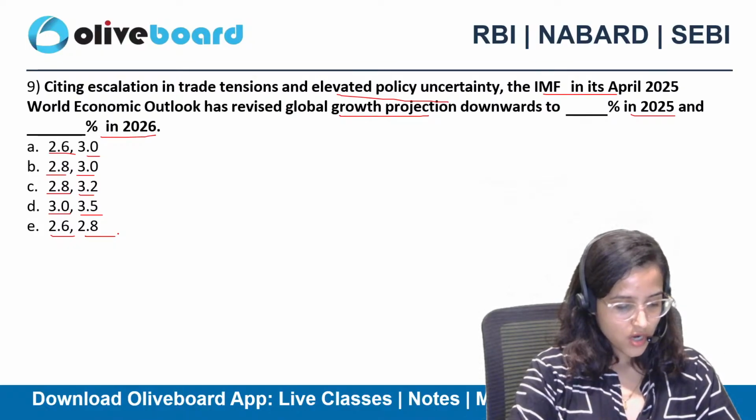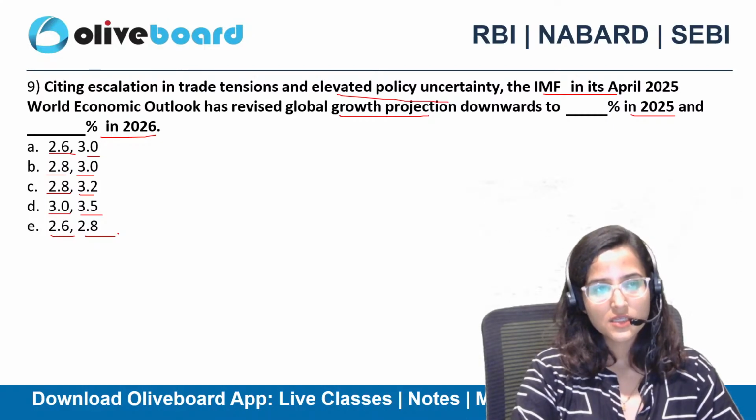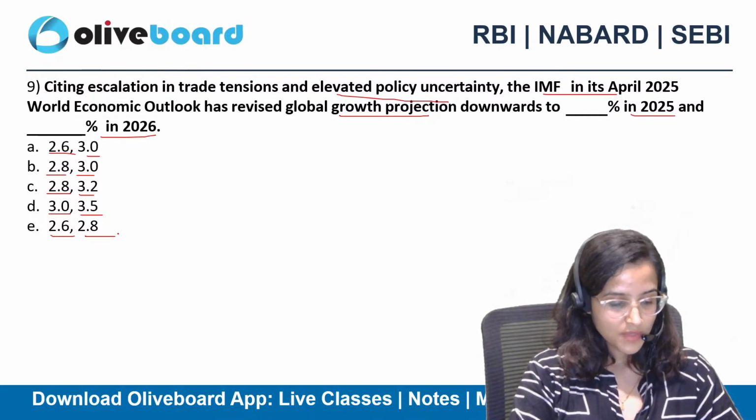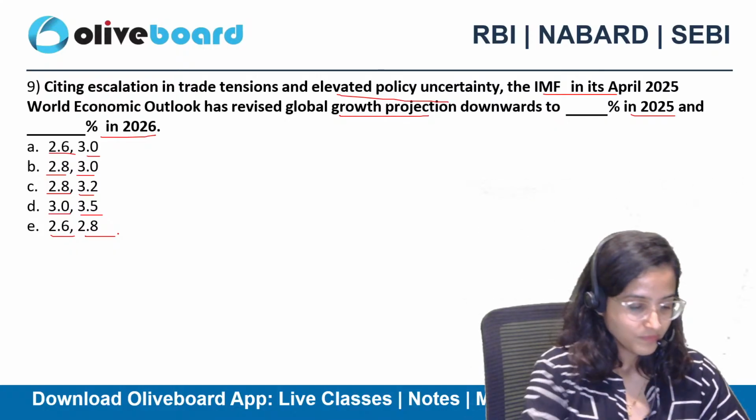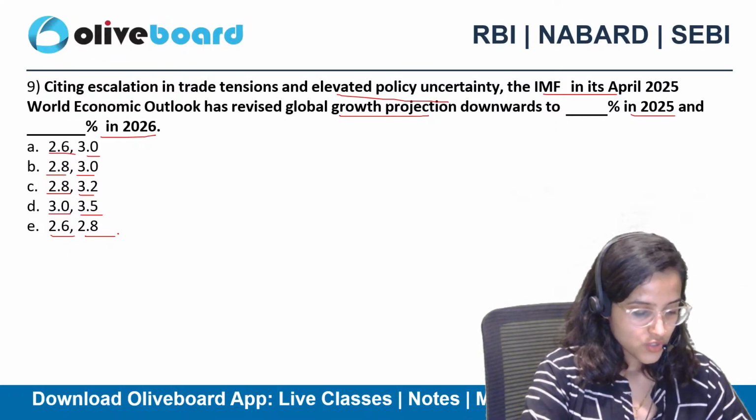Abhigyan and Anurag are saying B. Abhigyan is saying B, Anurag is saying C. Anybody else who would like to answer? John is saying C.